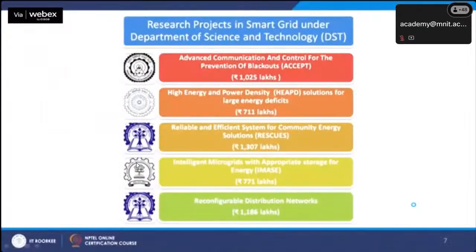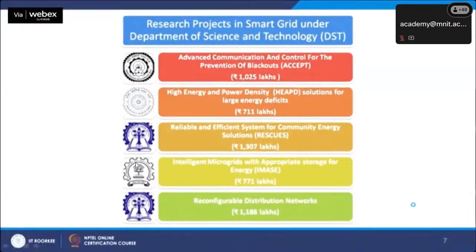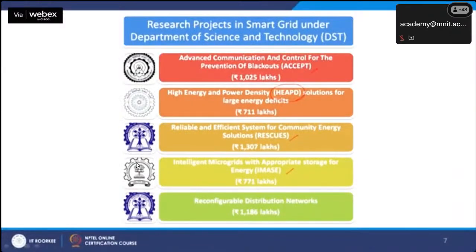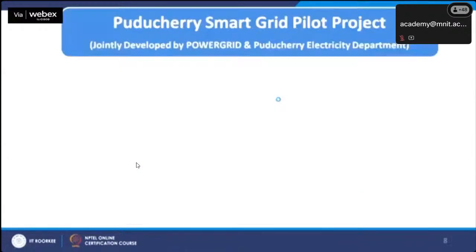To mention a few, the Indian government has sponsored 5 Indo-UK collaborative projects on smart grid. The first one is Accept, HEPAD, Rescue, IMES, and Reconfigurable Distribution Networks, led by different IITs. One of the projects, HEPAD, is being led by the Indian Institute of Technology, Roorkee, and all the analysis that I have shared with you is the outcome of the HEPAD project and the support that we have received from the Government of India, Department of Science and Technology.